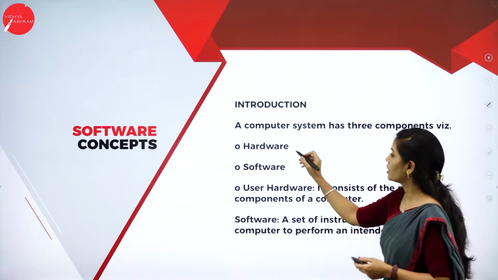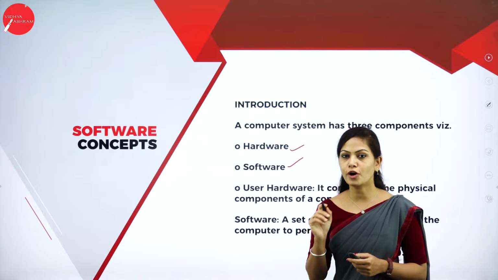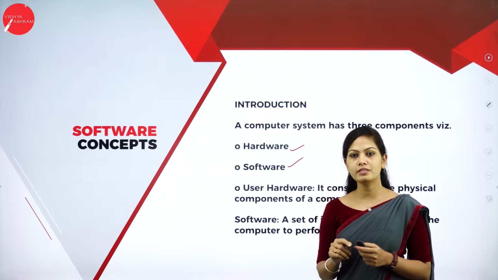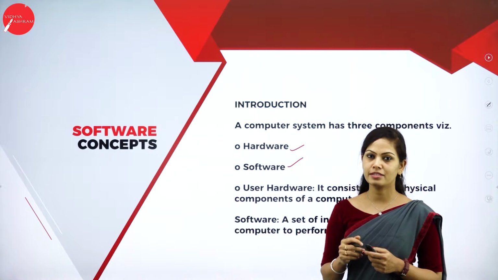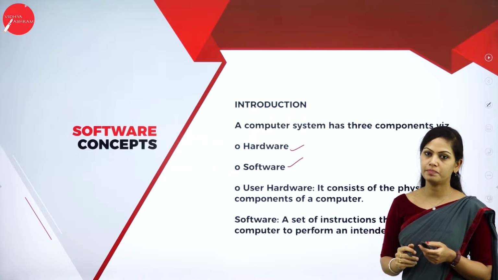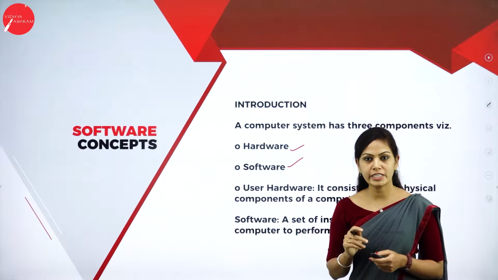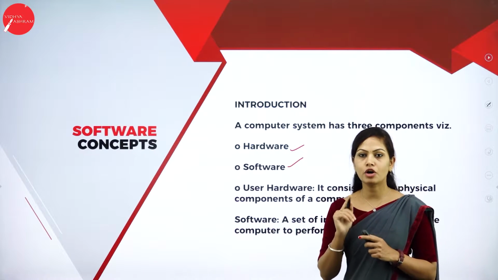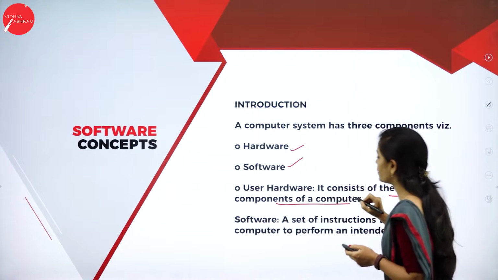A computer consists of hardware and software. So what is hardware? Hardware means the physical component of a computer system. So what do you mean by physical component? The thing which you can touch and feel is known as a physical component. We have different hardware components, that is RAM, CPU, printer, monitor, keyboard, mouse, etc. So hardware consists of the physical components of a computer.